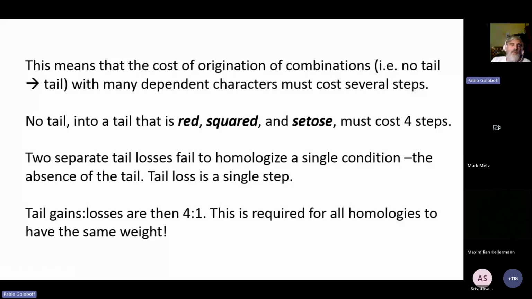Now, if you have two separate tail losses, that fails to homologize a single condition, the absence of the tail. So the tail loss must cost a single step, because when you have no tail, the characters color, section, and cover simply don't exist. So tail gains and losses must be in a ratio of 4:1. Now, the important thing is that this is required for all homologies to have the same weight.